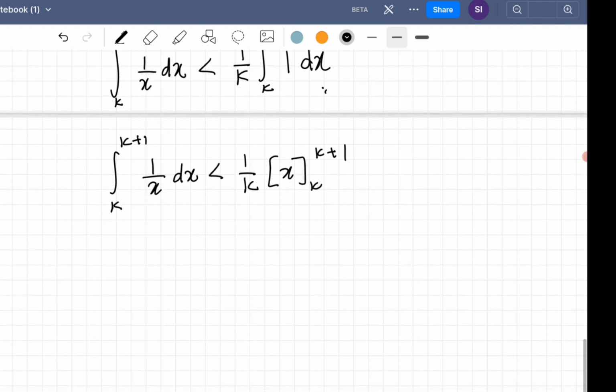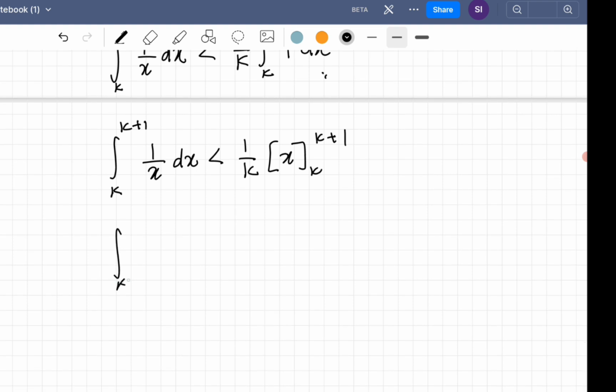Solving this, we simply get the integral from k to k plus 1 of 1 over x dx. The right-hand side would be 1 over k times (k plus 1 minus k), which is just 1 over k times 1, which is just 1 over k. So now we have solved the right-hand side. Now onto the left-hand side.